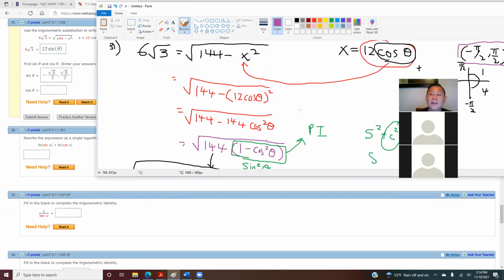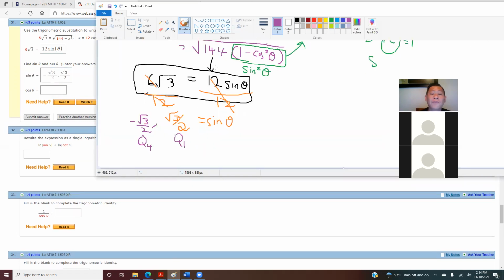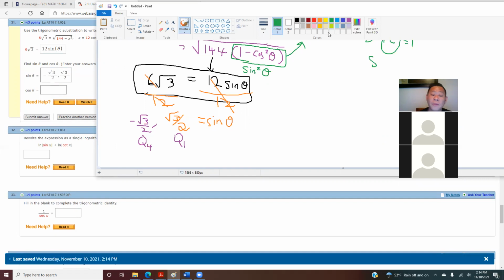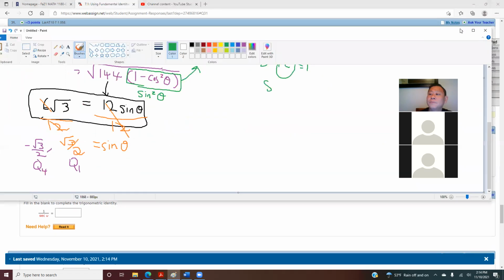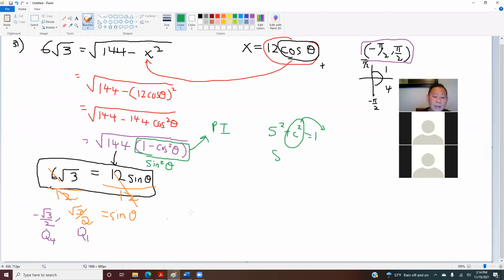In order for you to find the cosine theta, you have to use your Pythagorean theorem, this friend of yours here. So we know that sine squared plus cosine squared equals 1. You just need to replace your sine squared with √3/2. Now you do not need to worry about the plus minus, because once you square it, it becomes positive. So this will become √3/2 squared plus cosine squared equals 1. So this will give us 3/4.